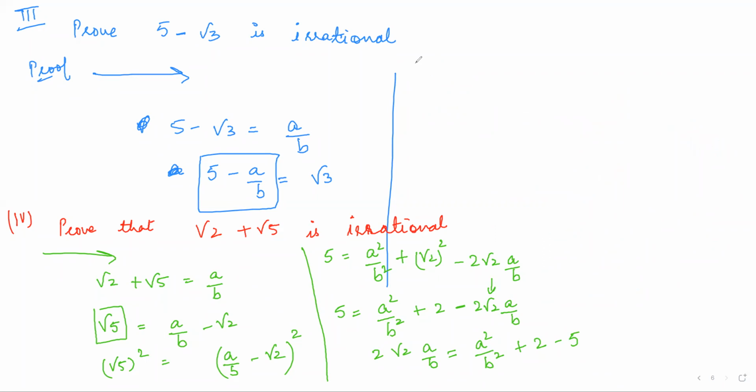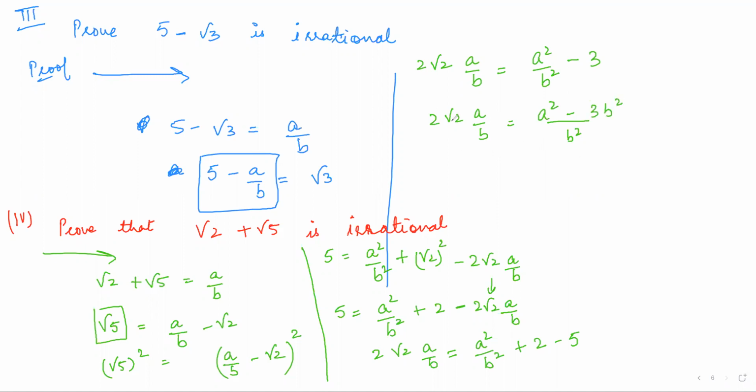Right. So just simplify a little bit. So 2 under root 2 a upon b is equal to a square upon b square, and this becomes minus 3, right? So how will you do it now? Take LCM first of all on the right hand side. So 2 under root 2 a upon b is equal to, LCM is b square, this is a square minus 3b square. Clear?